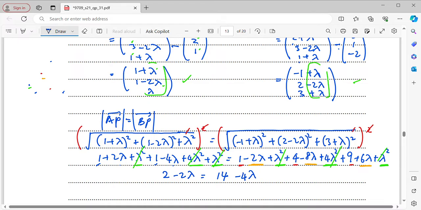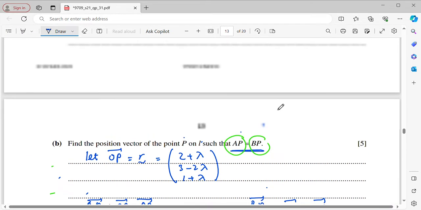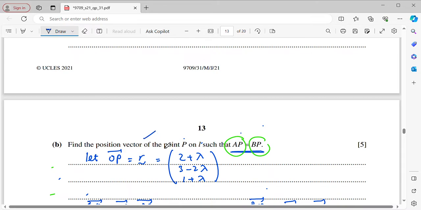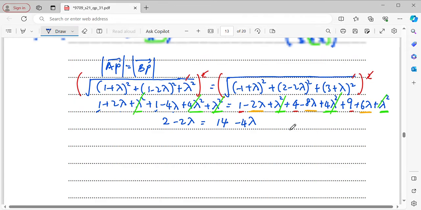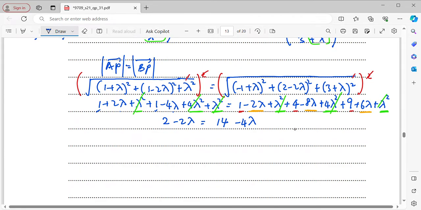Okay, so to get the vector OP, we need to find the lambda value. Therefore, I will move my minus 4 lambda to the left hand side. So minus 2 lambda plus 4 lambda. Then the 2 on the left side will be moved to the right side. So it will be 14 minus 2. Then from here, my 2 lambda equals 12. That means the lambda is 6.